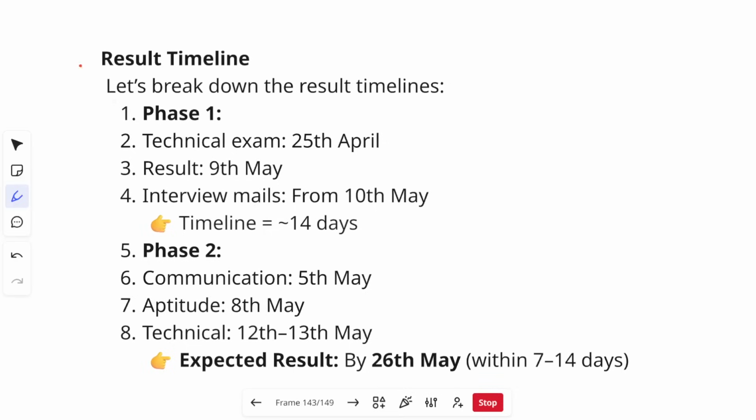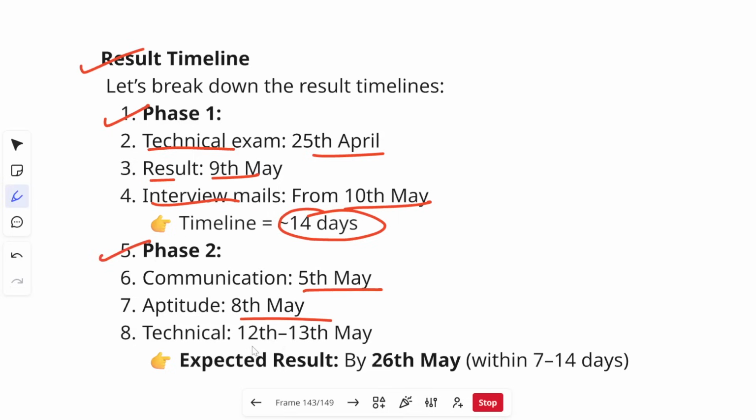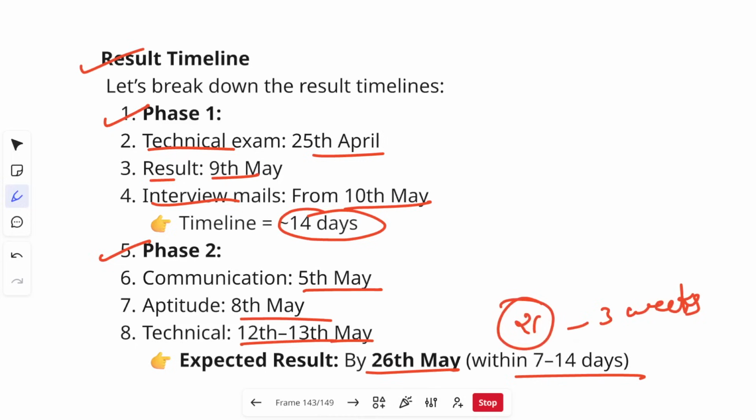Now let's talk about the result timelines. Phase 1 candidates had their technical examination on 25th of April and their results were declared on 9th of May. Interview emails came from 10th of May and the timeline given for interviews is 14 days. Talking about phase 2 candidates, their communication happened on 5th of May, aptitude on 8th of May, and the technical assessment on 12th and 13th of May or so. The expected result for them will be around 26th of May, which is within 7 to 14 days. Sometimes when there are delays, it can take around 21 days, which means 3 weeks. But usually they give it within 2 weeks. That is why we have taken the estimation as 7 to 14 days.